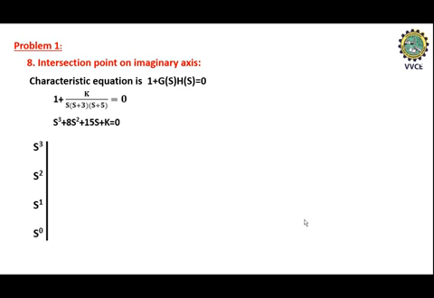And the coefficients are 1, 8, 15 and k. So first, fill the first and second rows with the coefficients of the characteristic equation. The coefficient of s cube is 1, s square is 8, s is 15, and the last one, the constant, is k. By multiplying 8 into 15 minus k, divided by 8, we will be getting 120 minus k divided by 8.